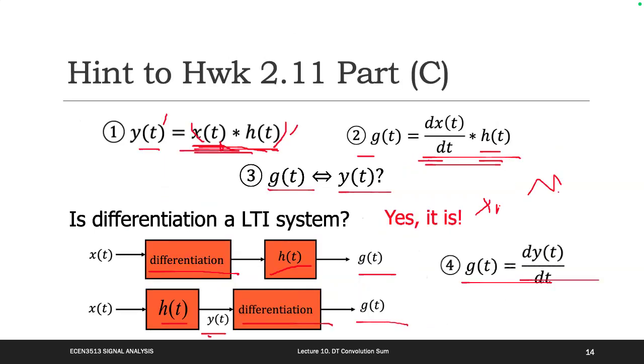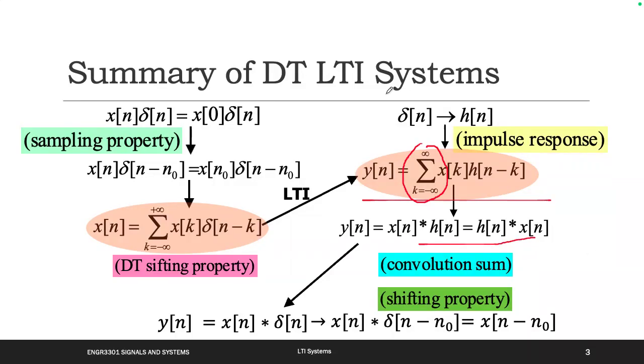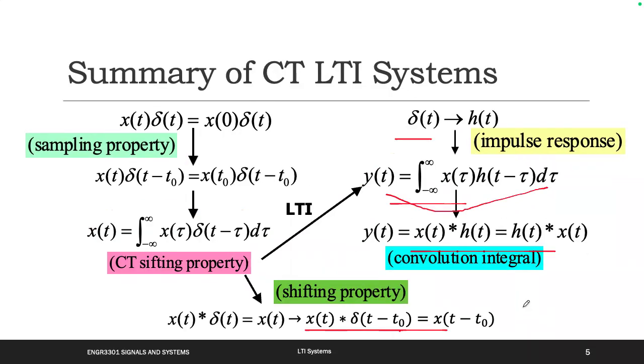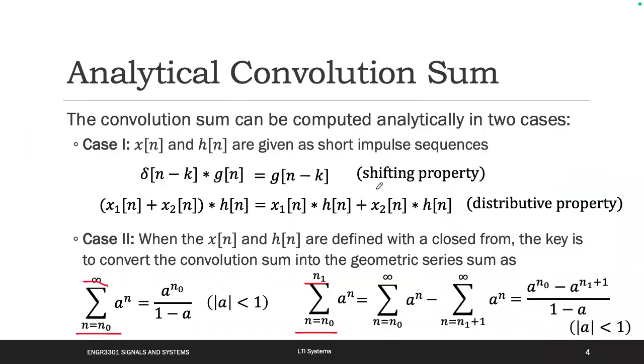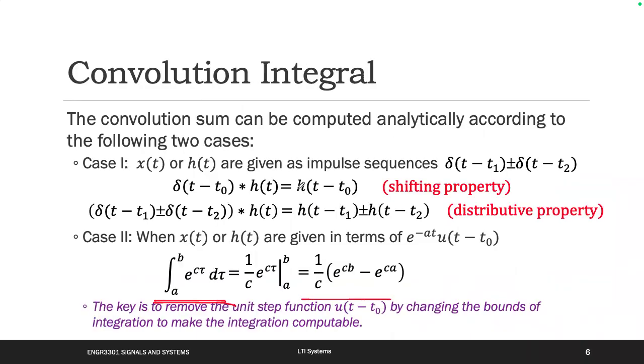Okay, this is CT convolution, DT LTI systems and CT LTI systems. We talked about how to deal with the DT LTI system, and for the CT LTI system, we also talked about how to deal with it. And you need to finish the homework to practice. Yeah, practice is very important. And I think we will finish chapter 2 next week.